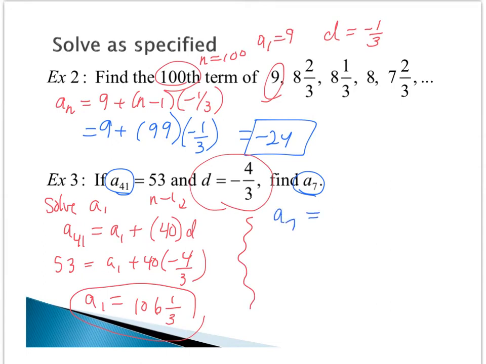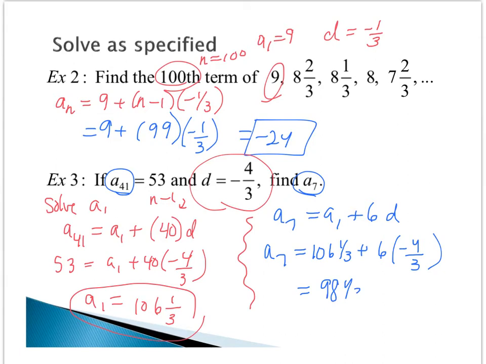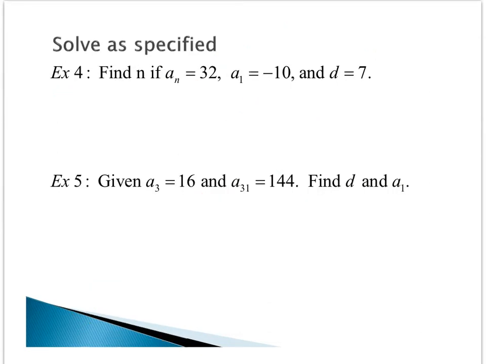My 7th term is my first term plus 6 differences. So my first term is 106 1/3 plus 6 times my common difference of negative 4/3. And when I go ahead and work that out, I get 98 1/3. As you can see, a lot of these problems involve calculations that most likely you would use a calculator for. Make sure you have a calculator every day, and I would highly encourage you to make sure you have one with a fraction key.